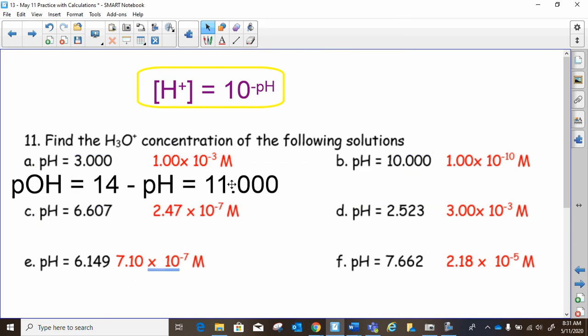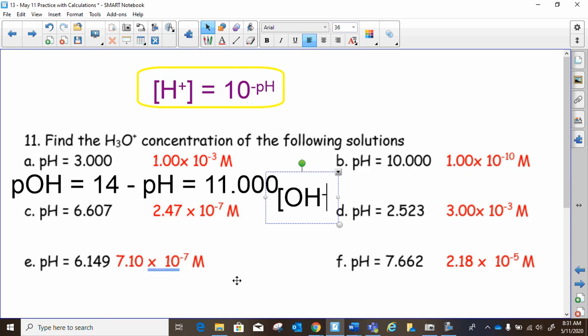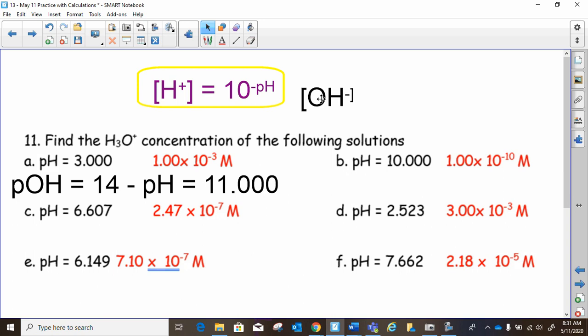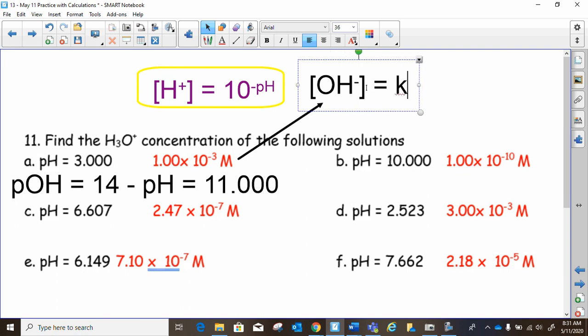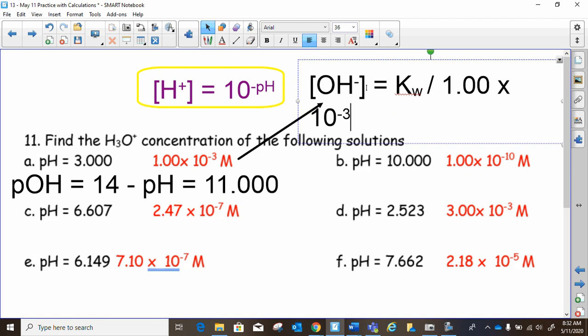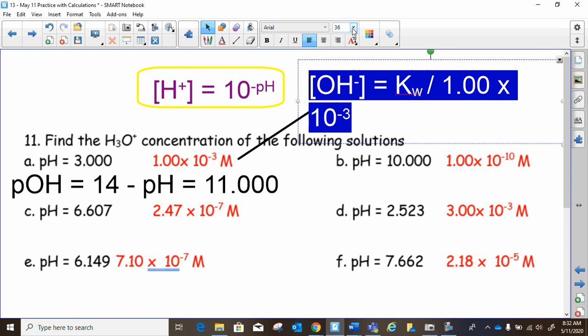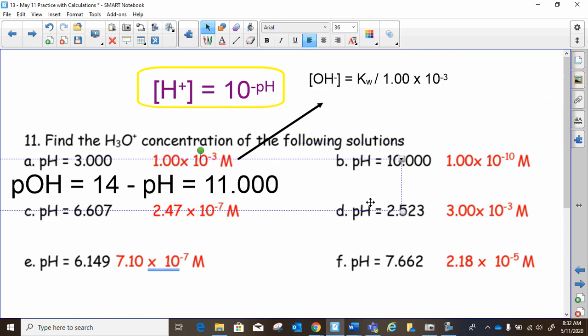And some of you might have noticed as well, if I had asked you for the OH concentration, and I do ask this later on in this video, but if I gave you the H plus, the hydronium ion concentration, and I was asking you for the OH concentration, you would just take your Kw, which is 1 times 10 to the negative 14, and you would divide it by your 1.00 times 10 to the negative 3, which is your hydronium ion concentration. Okay, so just showing you here how you can go back and forth between the two.